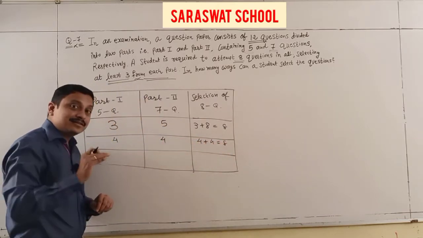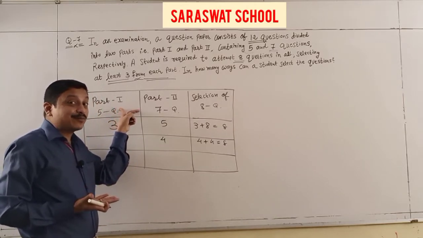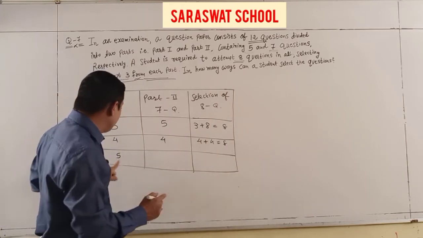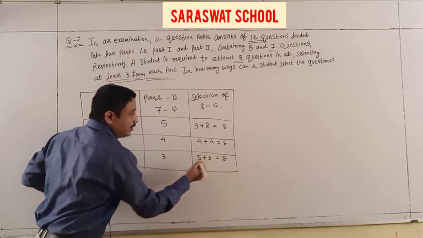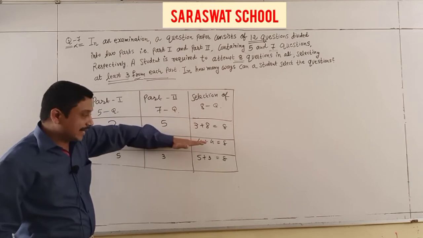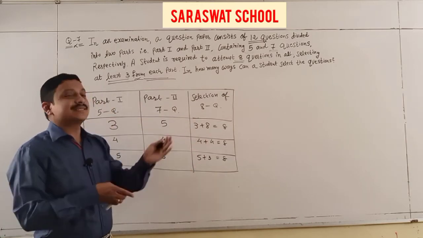And either this is also possible, 5 at most, because part 1 has exactly 5 questions given. If you have 5, then you have 3, but I want a total of 8. It means either the first possibility is true, or the second possibility, or the third possibility.